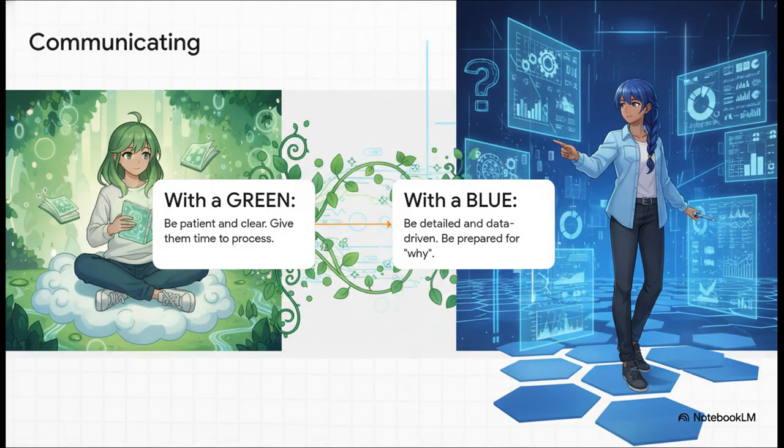With a green, if you want their real opinion, create a safe space. Ask them one-on-one or send info ahead of time so they can process it. Don't put them on the spot. And for a blue, giving them vague feedback like, I need you to be more strategic, is torture. It's useless. They need data, they need examples, they need a clear path.